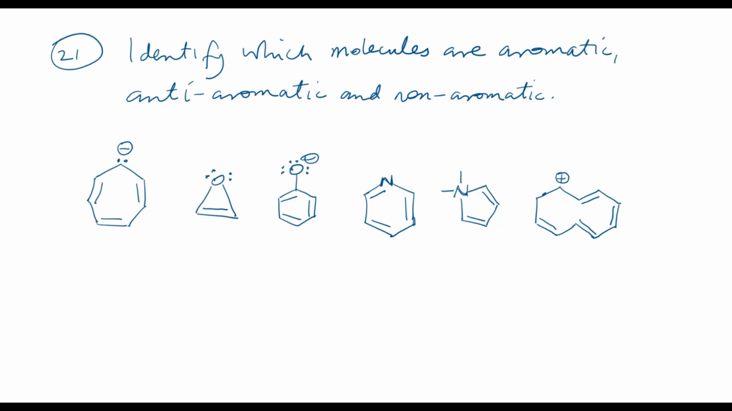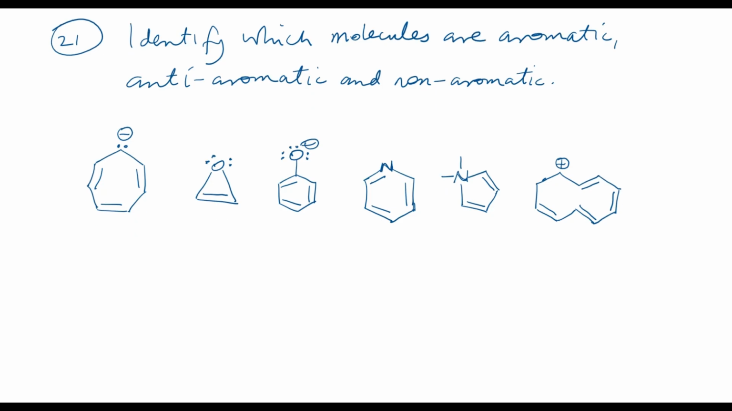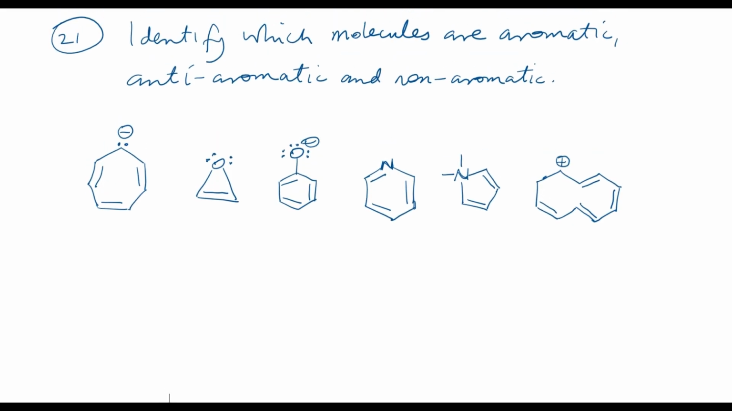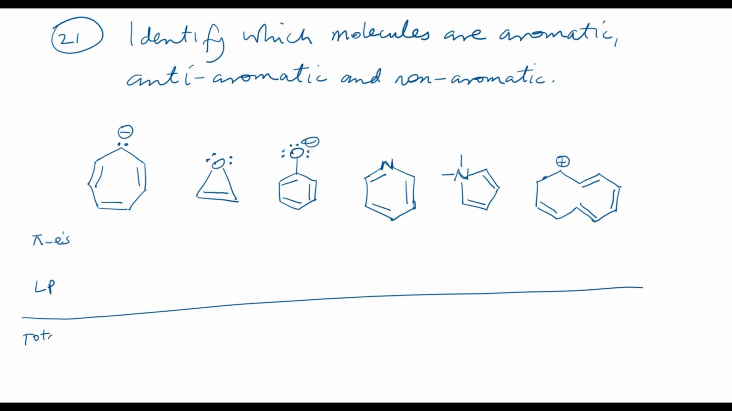But if it satisfies these two conditions, then we have to determine whether it's going to be aromatic or anti-aromatic. So to solve this problem, first of all, let us identify the total pi electrons. And to calculate the total pi electrons, we need to determine the pi electrons from the pi bond. So let's call this pi electrons. Then we also need to determine the electrons from the lone pair. And then that will give us an idea of the total pi electrons.